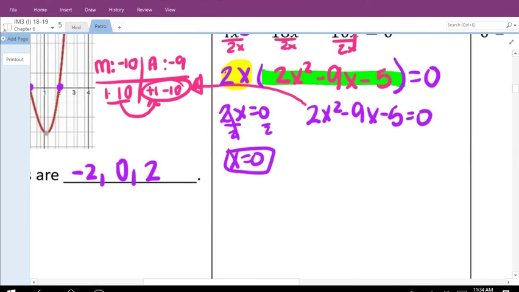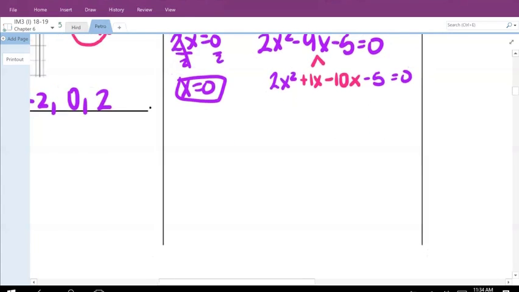Now we have to do factor by grouping. You ready for this? You guys are getting better at this as time goes on. This middle term breaks down into that +1x and then that -10x. And then I'm going to bring everything down in purple. 2x squared minus 5 equals 0. All right, here we go. Factor by grouping. Group the first 2, group the second 2.